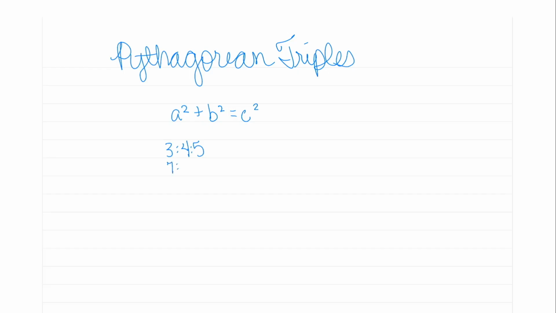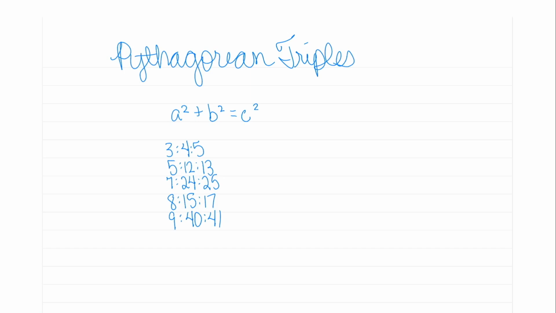Then we have 7, 24, 25. We have 8, 15, 17, 9, 40, and 41. These are the ones that I recommend that my students memorize. There are more than these, but these are the ones that you will typically see, and any multiple of these.